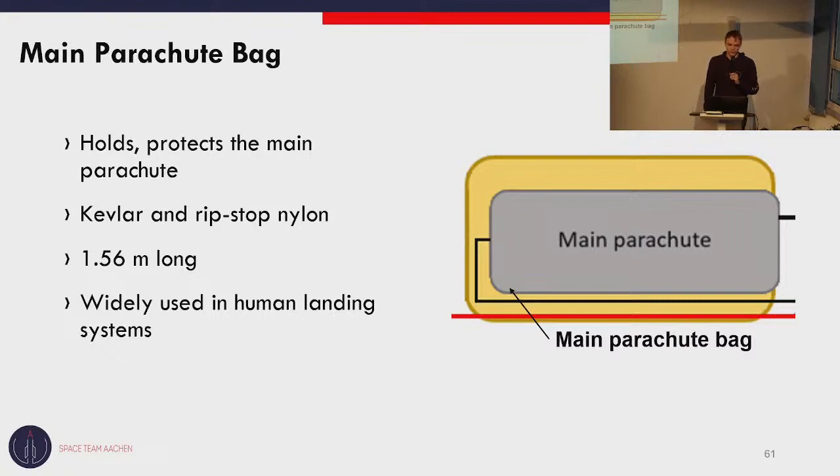Now we have the main parachute bag. Its main purpose is to protect the main parachute on ascent and during part of the descent, and from inflating prematurely. It is made of a combination of carbon fiber and ripstop nylon, and in our design, it's very long. It's 1.5 meters long. And this is by design. So this minimizes the time it needs to inflate and minimizes the risk of entanglement during the inflation process.